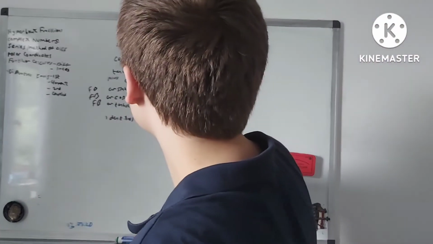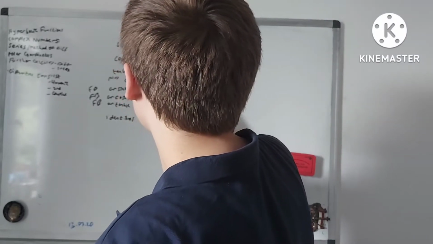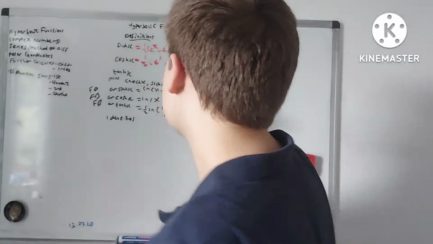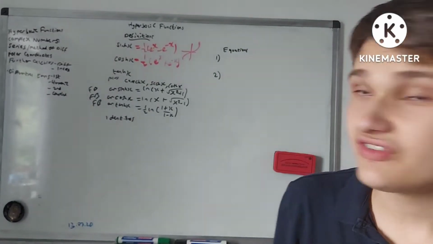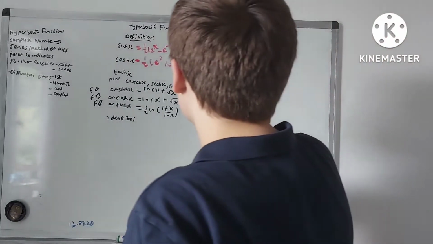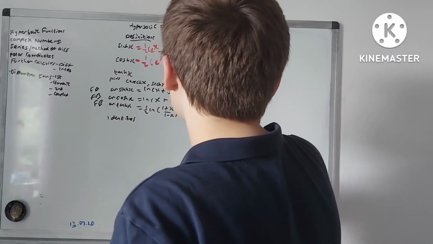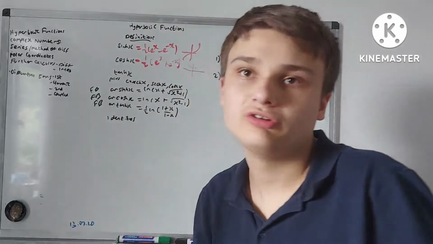For cosh x, that's just 1/2 of e to the x plus e to the minus x. Remember, cosh goes with a plus, sinh goes with a minus in the middle. That's the only difference, isn't it? And with cosh, it looks a little bit like a parabola sort of thing, and it goes through 1 there, okay?